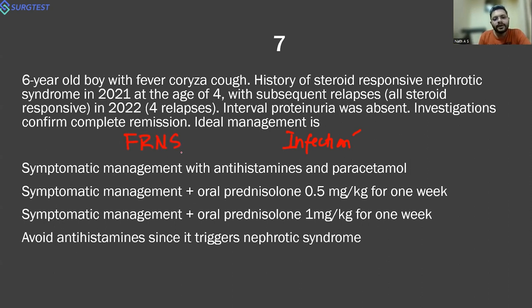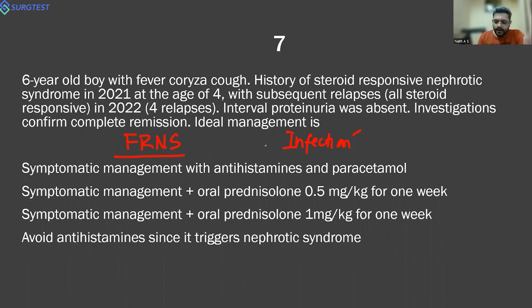We just discussed. It's a frequently relapsing nephrotic syndrome because he's had four or more relapses in a period of 1 year, so he's a frequent relapser. But his relapses were steroid responsive, so that's a good thing. But now he's in complete remission, but he's having fever.